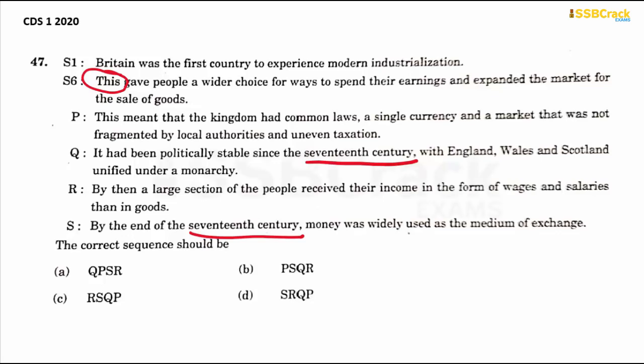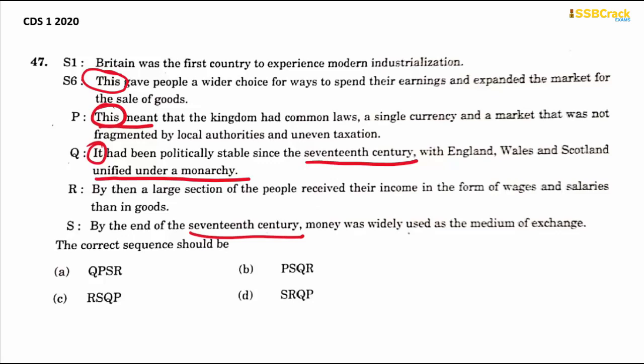It had been politically stable. What is it denoting? Let's read. It had been politically stable since the 17th century, with England, Wales and Scotland unified under a monarchy. So these three were unified. Now what is this meaning? The unification of England, Wales and Scotland under a monarchy. This meant that the kingdom had common laws, a single currency and a market that was not fragmented, that means not divided by local authorities and uneven taxation.